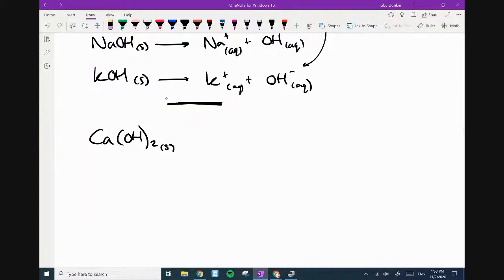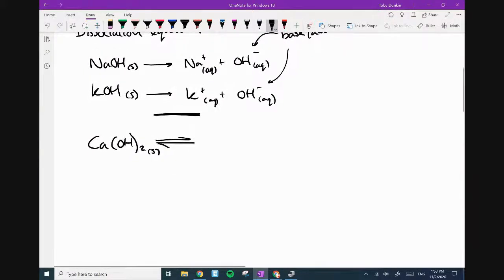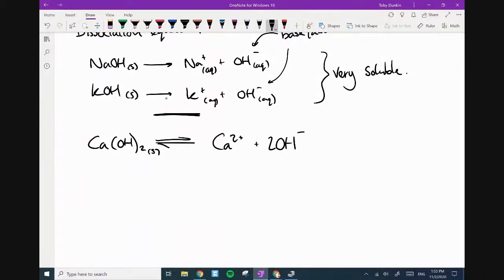Now, this one's important, because it's reversible: it is only partially soluble. The others are deemed very soluble. You can still max out and hit saturation eventually, but they're very soluble. This one is going to form Ca2+ and 2OH- ions, and these are both going to be aqueous.